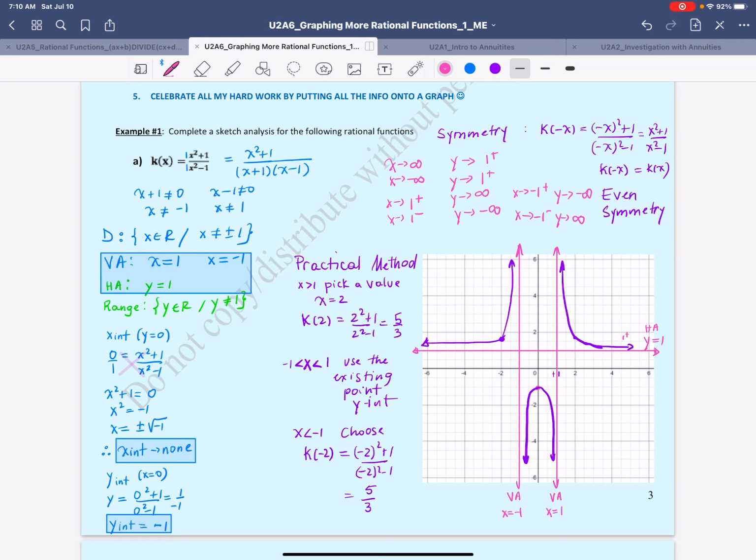So this is a practical method of graphing a rational function, the method that we use most of the time. And in the next example, I will show you the more sophisticated analytical method of drawing the graph of a rational function. So I hope this lesson made sense.